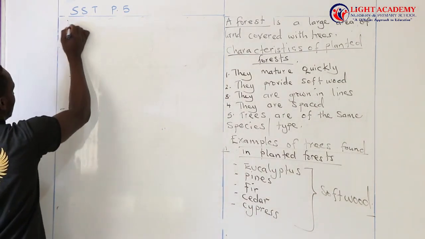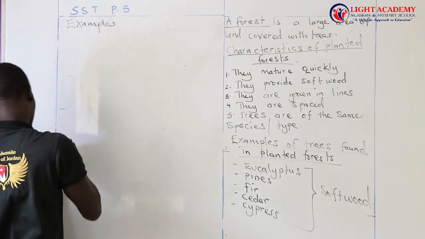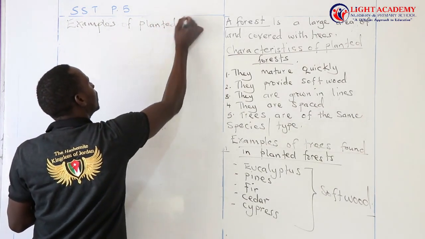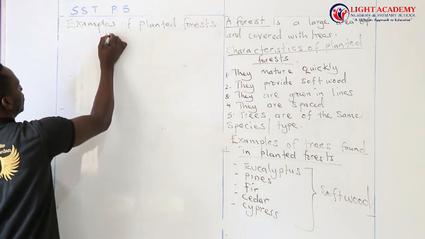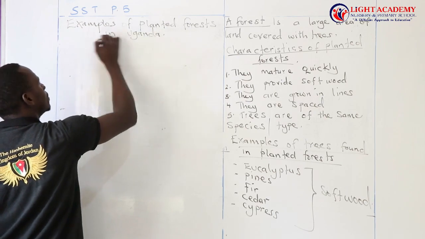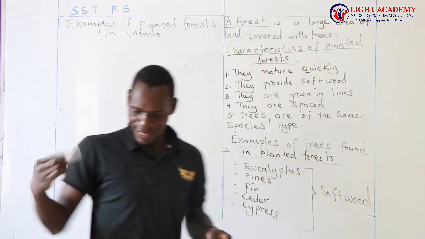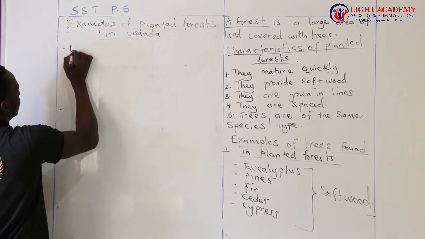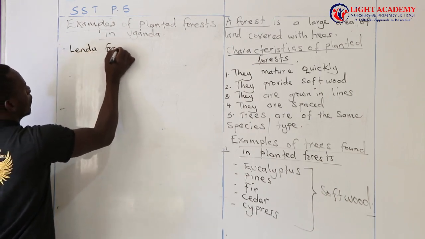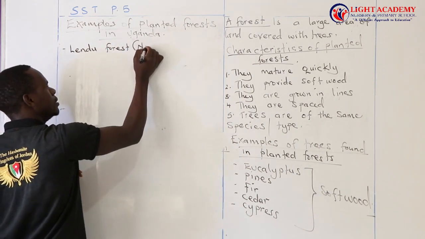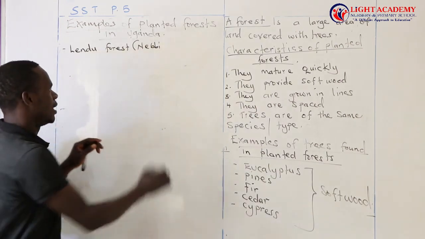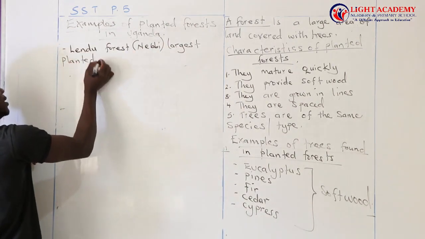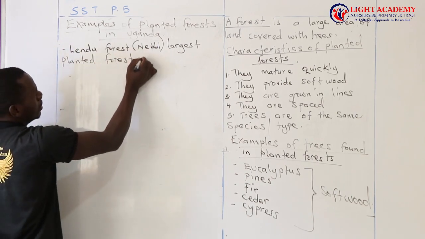Examples of planted forests in Uganda. One of the examples of these planted forests in Uganda, we have Ledu Forest. This one is in Nebbi, and you cannot ask, it is the largest planted forest in Uganda.